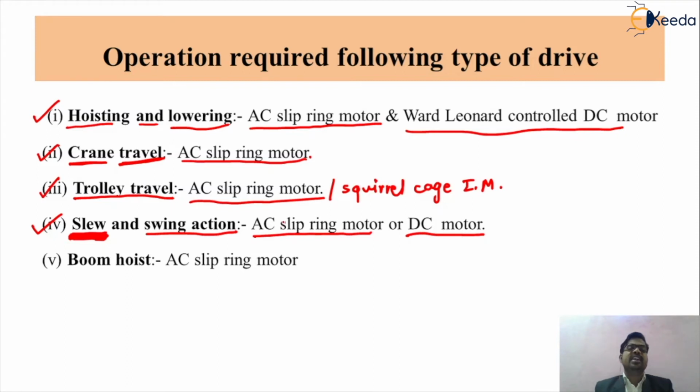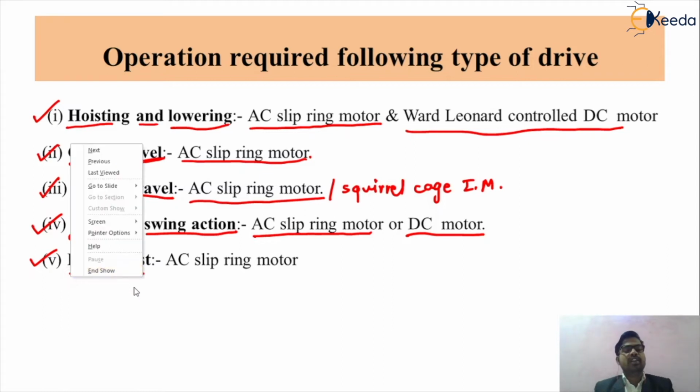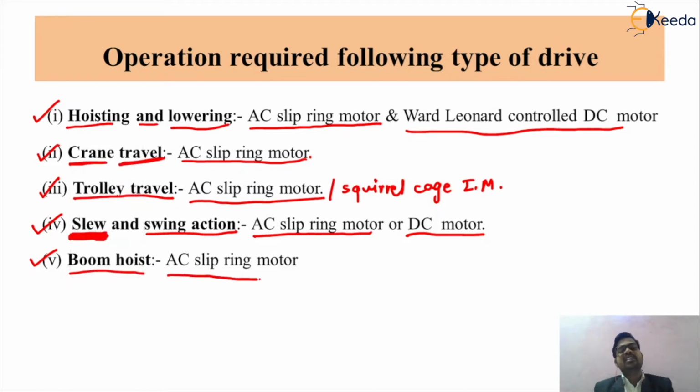Because, friends, as we have seen, these cranes and hoists are now modified by the use of AC motors. In previous days we were using the DC motor for that purpose, but nowadays we are using different types of AC motors for that application. Then the last type of operation is called boom hoist, and for that again we prefer the AC slip ring induction motor.